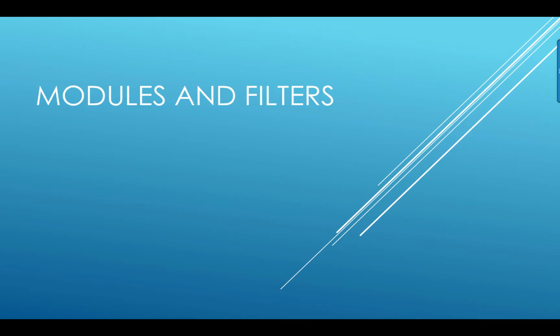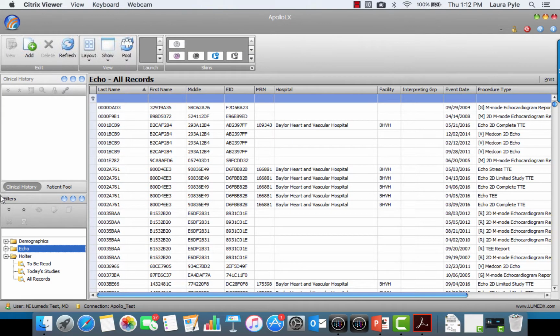Modules and filters. Within the filters pane, you will see several folders depending on your security access. Most of these folders represent different modules within ApolloLX, such as Echo, Holter, Cath, and EP. Once you click within a module, you will be presented with a series of filters. Filters allow you to find patient records in a variety of ways.